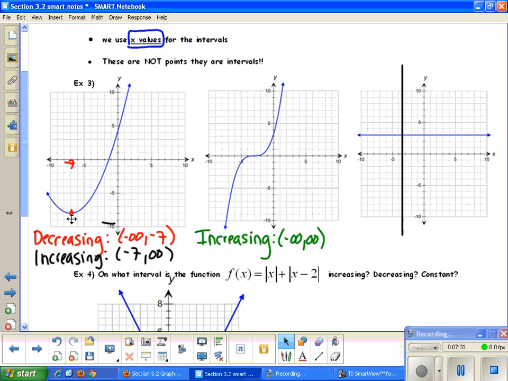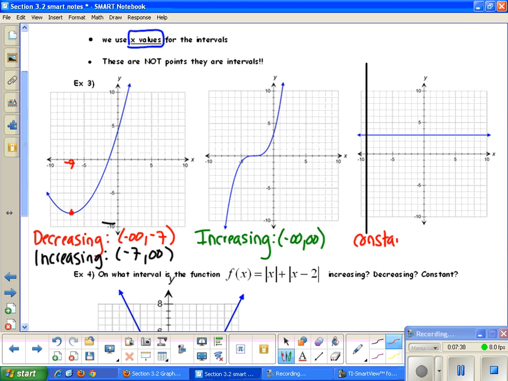And for this last graph, as we move from left to right, our y values are staying constant, so of course this would be constant. And the interval from which we are constant would be negative infinity to infinity.